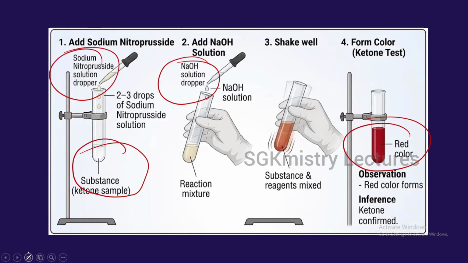So let us look into the reaction. What happens here? Why the red color is obtained? So first of all, you're going to take the ketone. So let me take the general formula. So this in the presence of sodium hydroxide. So we're going to add sodium hydroxide in the reaction, right?